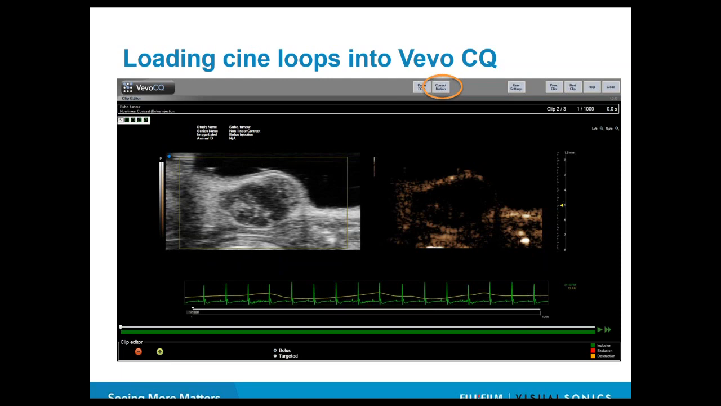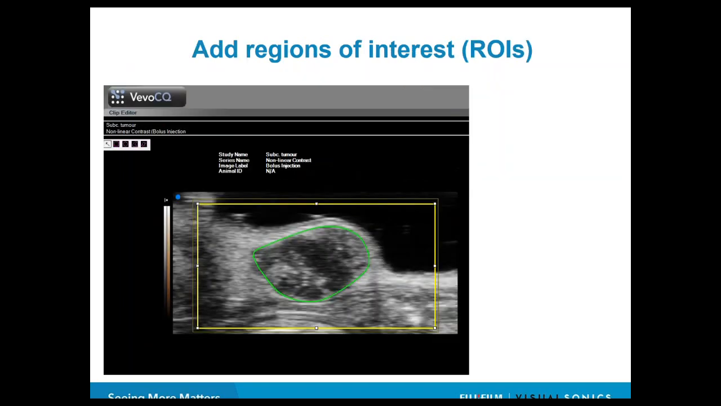If you have out-of-plane motion due to respiration, then you may consider using the respiration gating on the Vevo instead. So there's several options here. And then, of course, you want to add your regions of interest. And you can either load regions if you have analyzed the tissue before, or you can draw your own region. I normally start by adding a rectangular region over the whole contrast imaging box to get an overview.